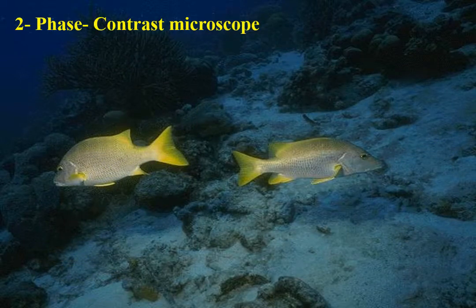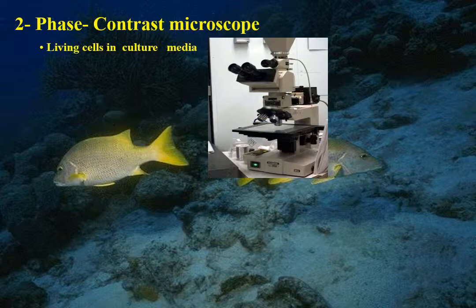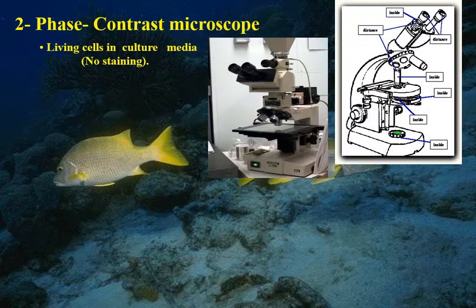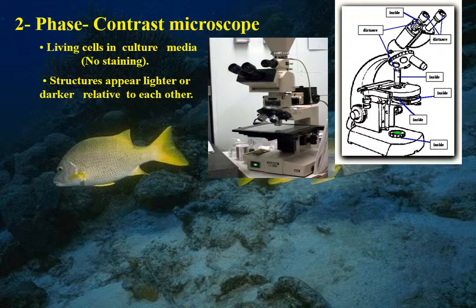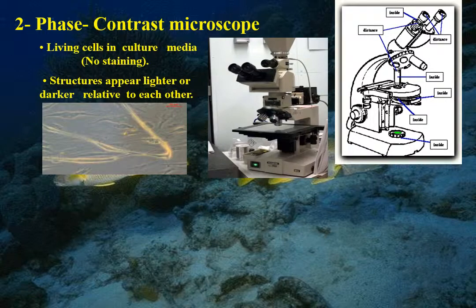Phase contrast microscope is used for examination of living cells in culture media without staining. It is based on the fact that light changes its speed and direction when passing through cellular and extracellular structures having different refractive indices. This causes the structures to appear lighter or darker relative to each other.